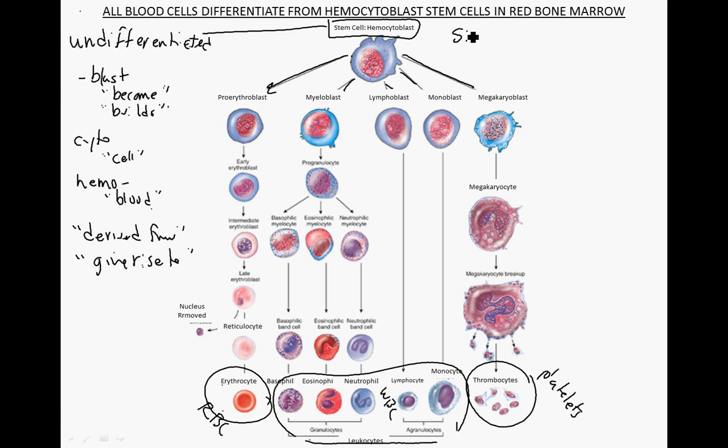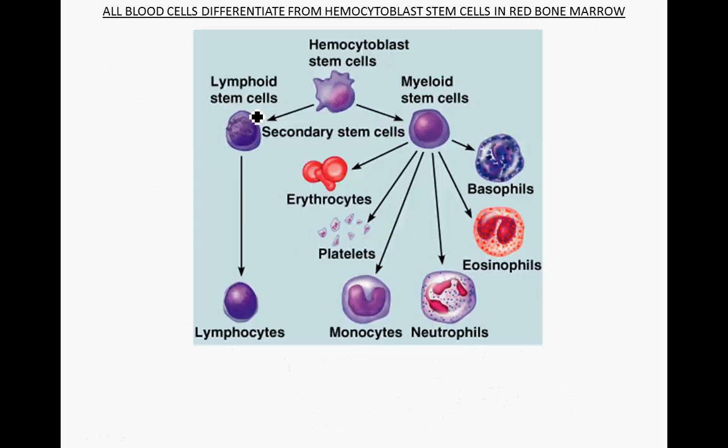Well, the answer is signals. And these signals are chemicals in the plasma of the blood. Okay? So we'll talk about the chemicals here in just a minute. But a different chemical, a different signal, would signal this hemocytoblast to differentiate and become an erythrocyte or a leukocyte or a thrombocyte. Right? So let's look at some of those different situations here.